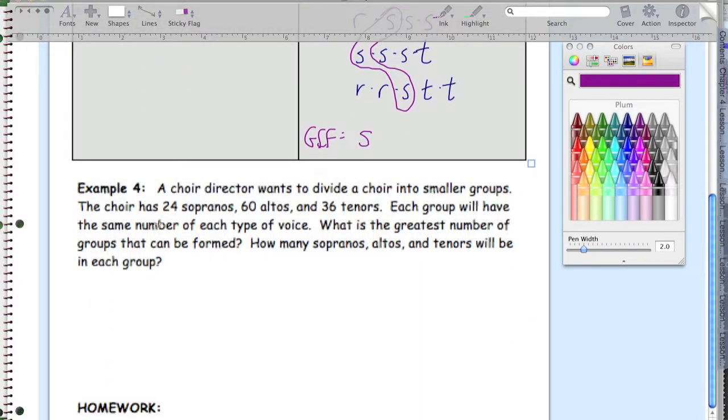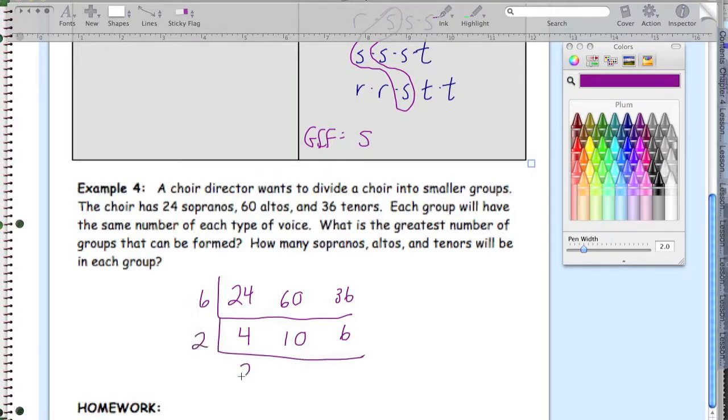Alrighty. Last one. A choir director wants to divide a choir into smaller groups. The choir has 24 sopranos, 60 altos, and 36 tenors. Each group will have the same number of each type of voice. What's the greatest number of groups that can be formed? So let's do that. 24, 60, 36. What goes into all of these? 6 does. 4, 10, and 6. Then I can go again. 2 goes into all of these. 2, 5, and 3. And that's it. So my GCF is going to be 12.